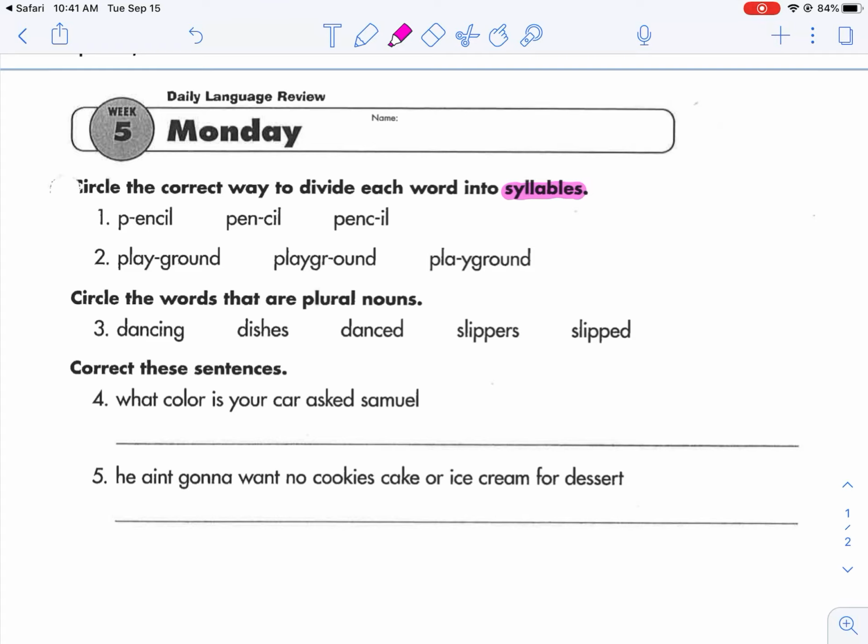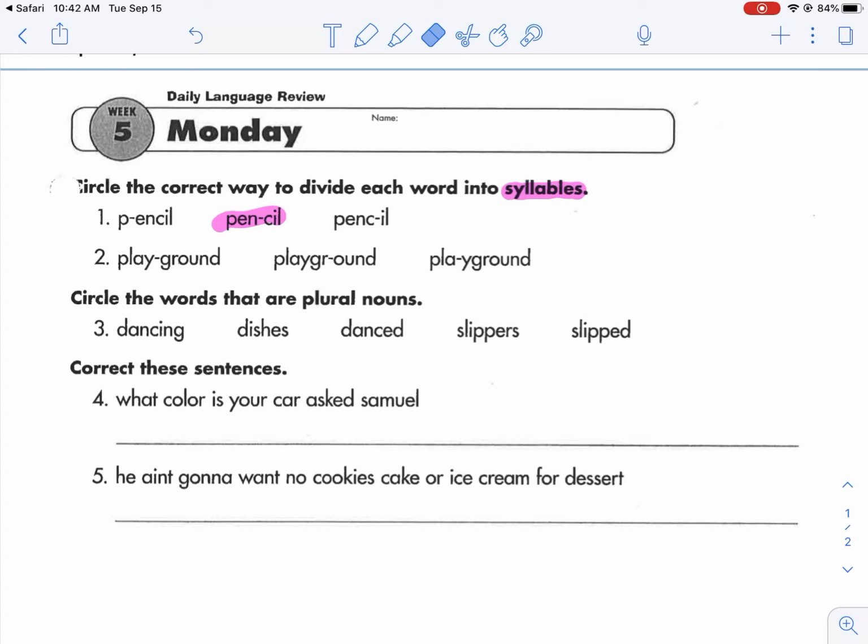Now when you say that word, if you look at the first one here, do you say it that way? No. Or do you say it this way? That's sounding better. Or this way. These two are very similar, but if you really break this word down into syllables, there's your correct answer. Pencil. 2 syllables. That's what's important. Okay, let's try the next one.